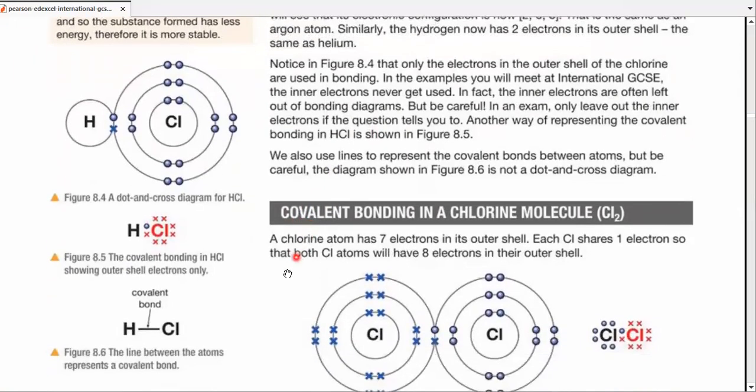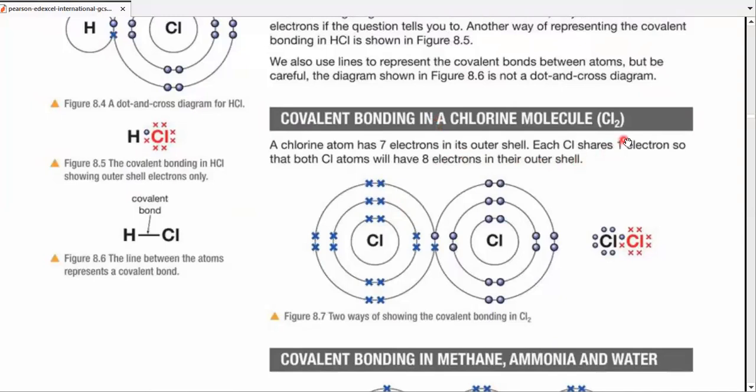Now, we can also use lines to represent covalent bonds between atoms, but be careful, the diagram shown in figure 8.6 is not a dot and cross diagram. This is more of a structural diagram. And these are dot and cross diagrams, 8.4 and 8.5, respectively, showing all electrons and outer shell electrons only. So there are many ways to represent covalent bonds, and make sure you represent them the way the examiner has asked you to. Moving on.